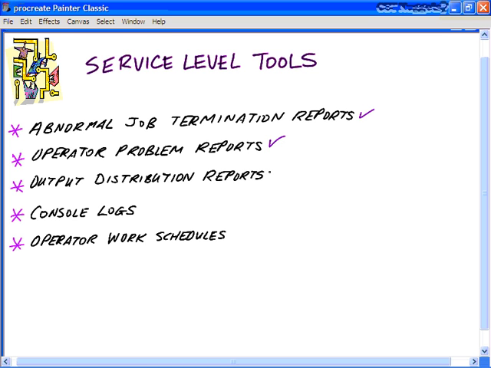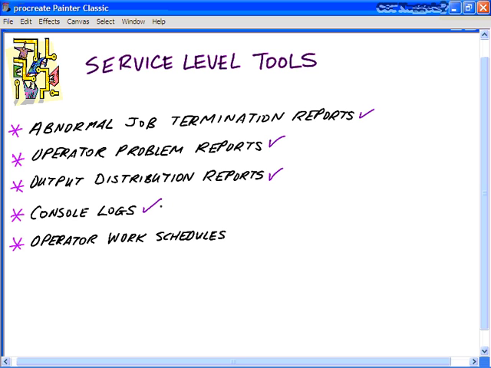You've also got what are called output distribution reports. This will identify all application reports generated and where they were distributed to, the final location. These can be manual or they can be automatically created. And these are good for tracking lost, delayed, or misrouted reports.